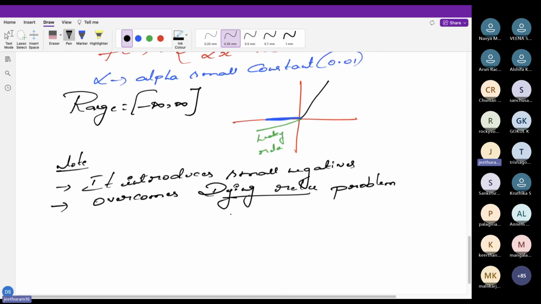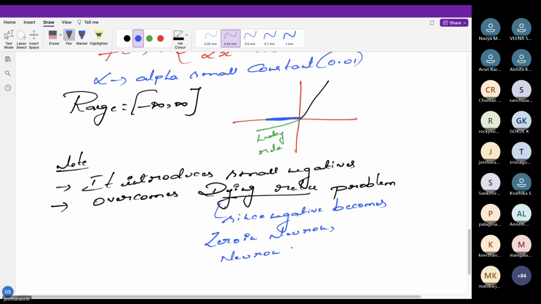Dying ReLU in the sense, since negative becomes zero in the neuron, the neuron dies and vanishes. So that's what we call the dying ReLU concept. This is related to leaky ReLU. Got it? Any questions?